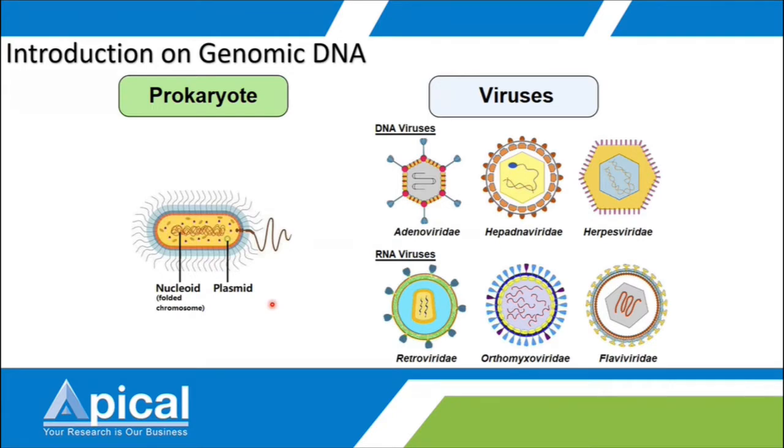In virus, the genome can be either DNA or RNA. So we have DNA viruses and RNA viruses, and the genome can be either single-stranded or double-stranded, in linear or circular form. So a high variation can be found in the virus genome.